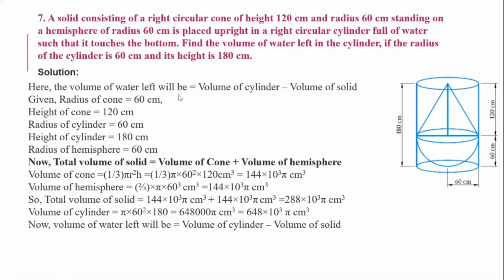It will be equal to 360 into 10 raised to the power of 3, and the value of pi I'll take to be 22/7. So I'll get the answer as 1131.4 into 10 raised to the power of 3 centimeter cube. Now I'll change it into meter cube. So it comes out to be 1.131 meter cube approximately. So I hope you have followed the solution for this question. Thank you so much.